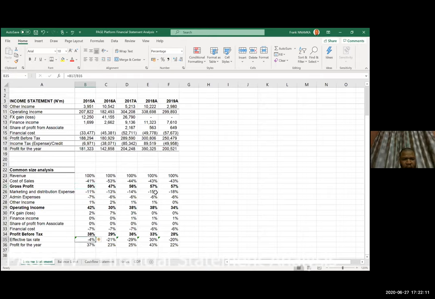So what other information can you get from common sizing? Because if we establish a trend, let's say for example, in 2015 the cost of sales margin was 41%, while in 2016 it increased to 53%. So you may want to ask what happened within this year. And equally, if you look at other years, you could see that it has averaged roughly 43%, because 2017 and 2018 and 2019 rather were 43%, while 2017 was 44%. But this 2016 is an outlier, which is 53%.